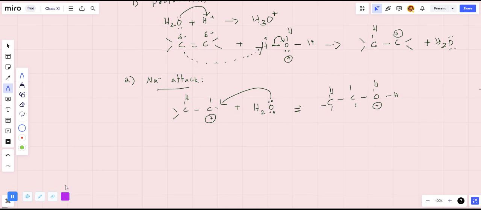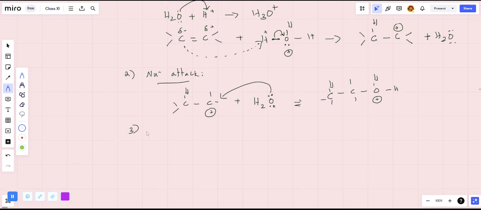Then the third step is deprotonation again. Deprotonation to form an alcohol. So now we are getting this one, C H, O H. Okay.